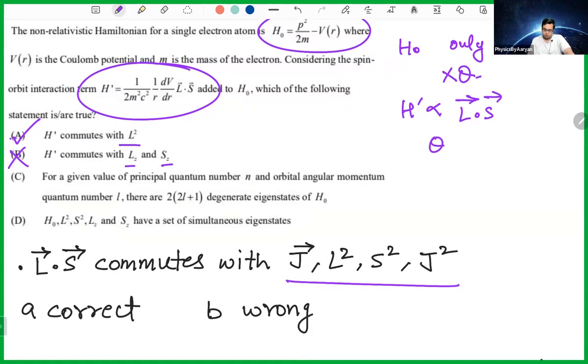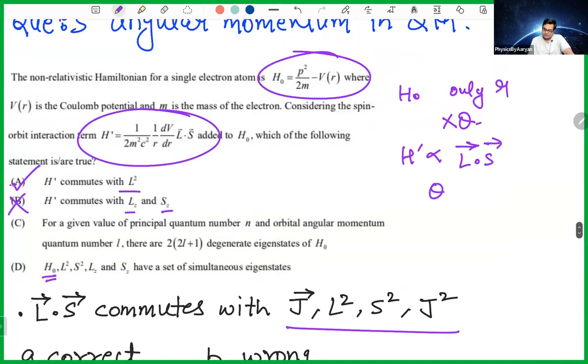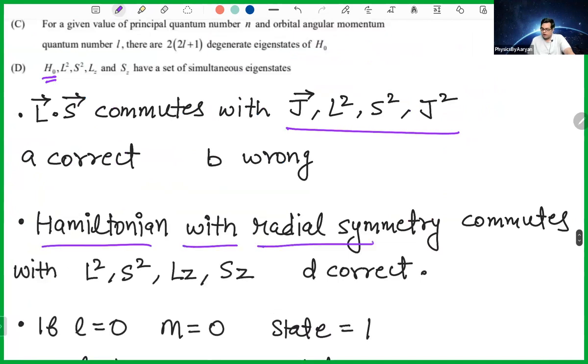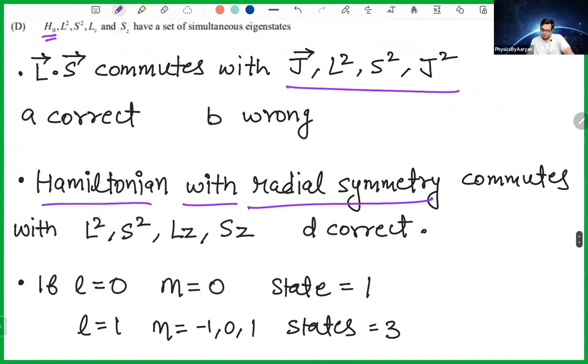Then now let's come to the 4th option. Now they are asking about H naught, not H dash. They are asking about this H naught. H naught is only a function of R. So whenever the Hamiltonian is only a function of R, basically it has a radial symmetry, it commutes with L square, S square, LZ, and SZ. You should always remember this.